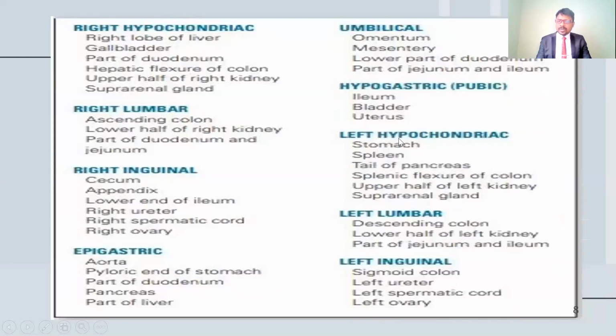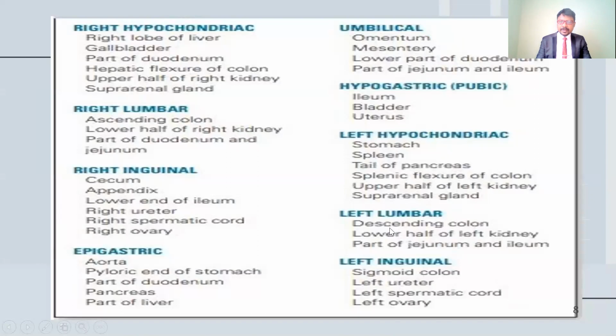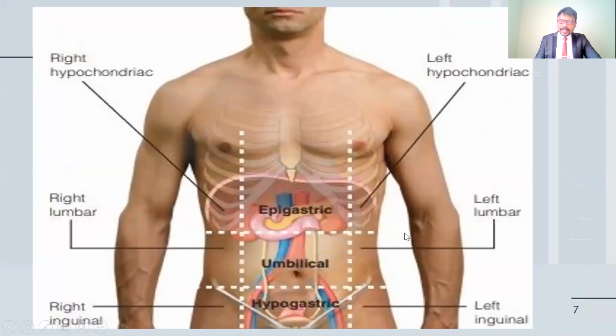The left hypochondriac region has the stomach, spleen, tail of the pancreas, the splenic flexure of the colon, upper half of the left kidney, and suprarenal gland. So these structures are located in the left upper hypochondriac region. Left lumbar has the descending colon, lower half of the left kidney, and part of the jejunum and ileum. Left inguinal has the sigmoid colon, left ureter, left spermatic cord, and left ovary. These structures are found in all the 9 areas.